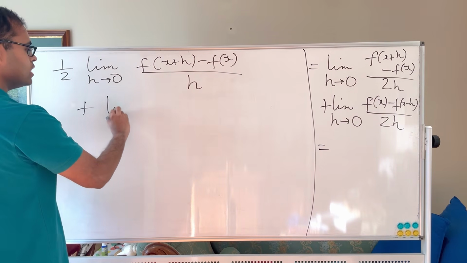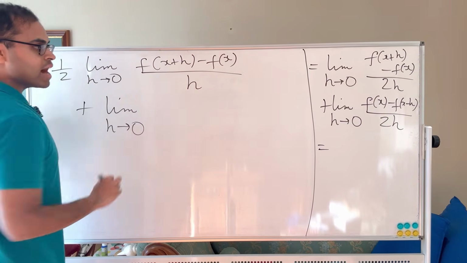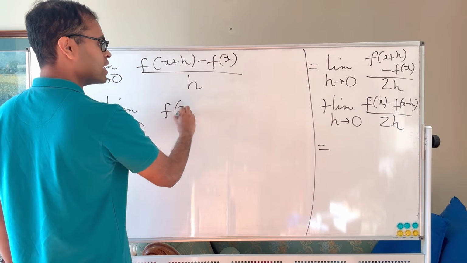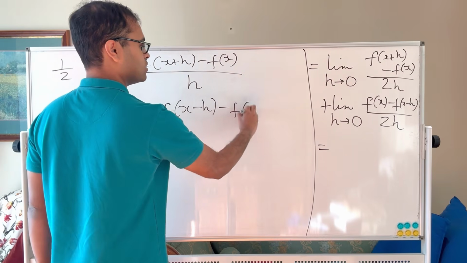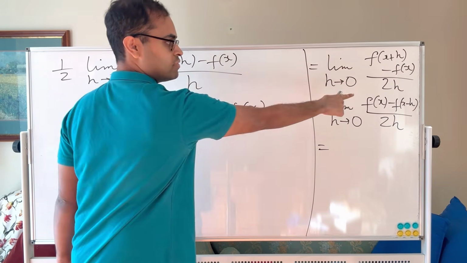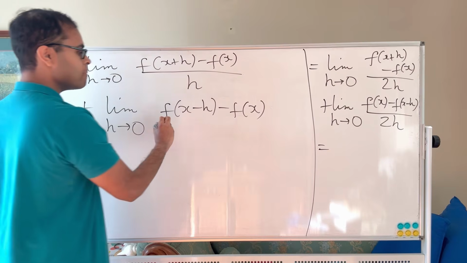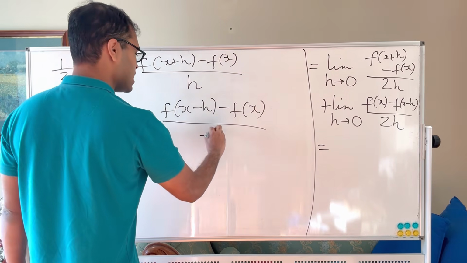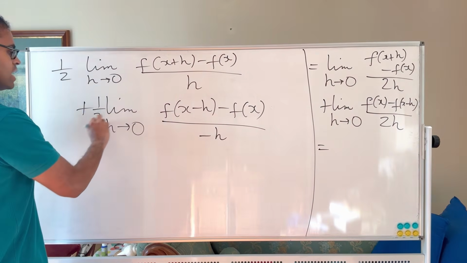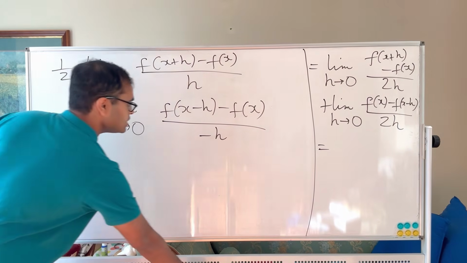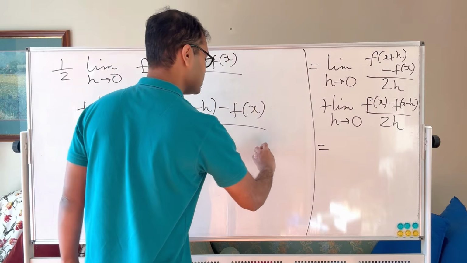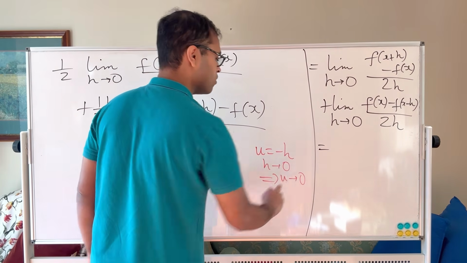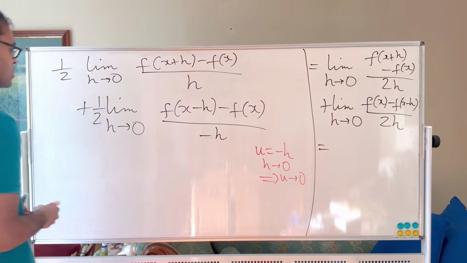I'm going to take the limit as h goes to 0 and multiply top and bottom by a negative sign. So I'm going to write this as f of x minus h minus f of x. I'm multiplying the top by a negative sign to reverse the difference, but then the bottom also has to be divided by negative 2h. So I'm going to write negative h and put my half out here. Now what I observe is that if I set u equals negative h, then h goes to 0 implies that u goes to 0. So it's the same limit now expressed in terms of u.